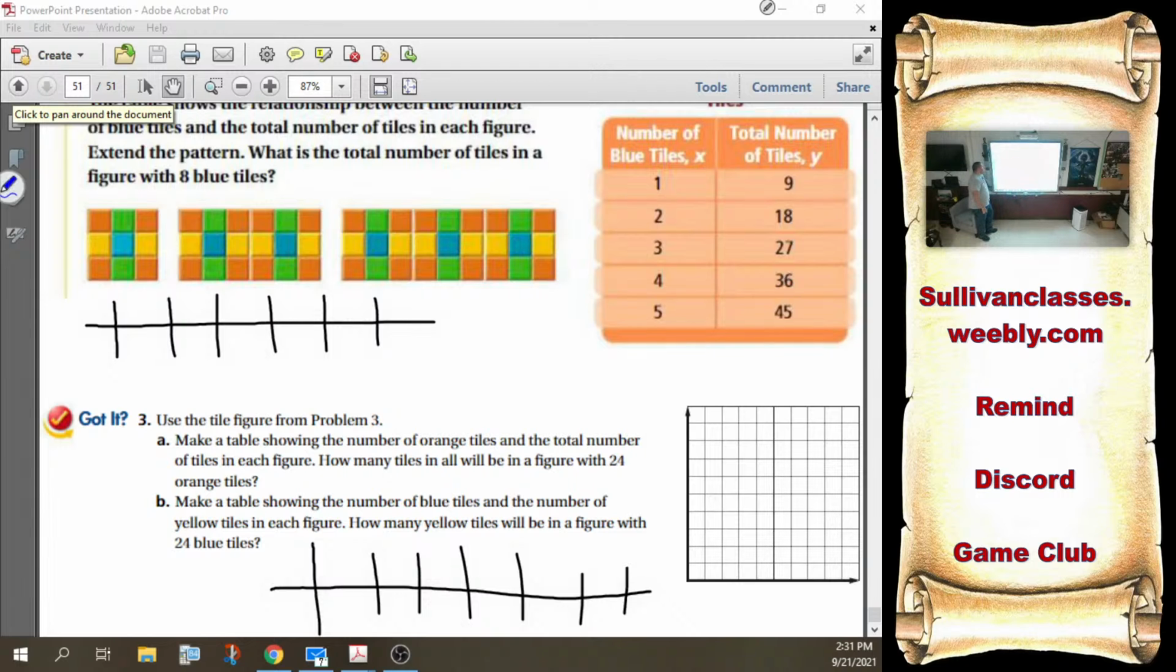Okay. So part A, make a table showing the number of orange tiles and the total number of tiles. So I'll say orange to total. And fill it in. Well, how many orange are in this one? First of all, is there anyone here who is actually colorblind or has different levels? I suppose it's not a fair question to ask.